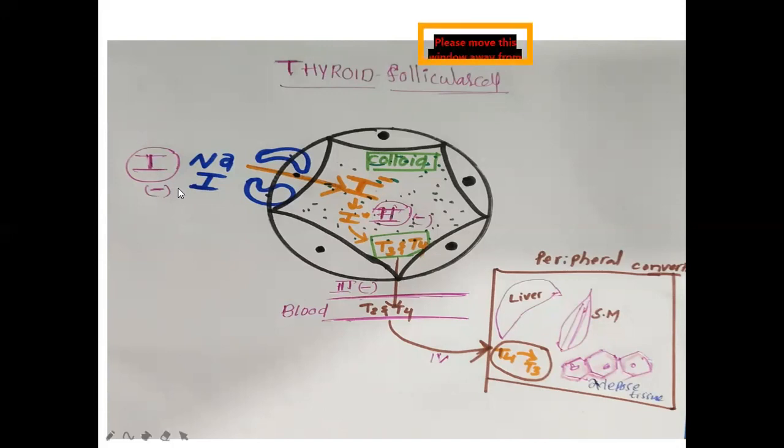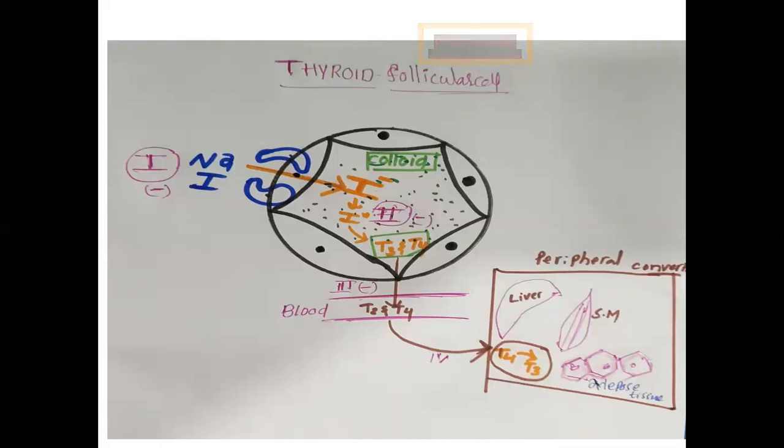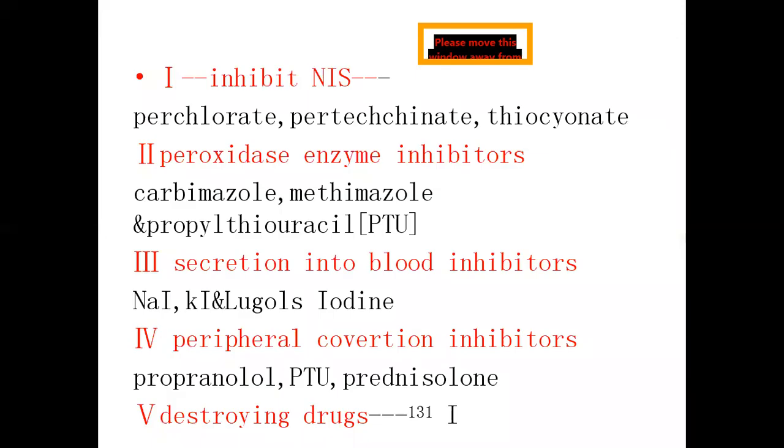Their mechanism of action, we need to again go through this slide. First group of drugs, they inhibit the sodium iodine synthetase. So iodine does not enter into the cell if we block this. These drugs include perchlorate, pertechnetate, thiocyanate. And second group of drugs, peroxidase enzyme inhibitors. Peroxidase enzyme helps in the oxidation, organification and coupling. These three steps of thyroid T3 T4 synthesis are inhibited by these drugs. These are carbimazole, methimazole, propylthiouracil.